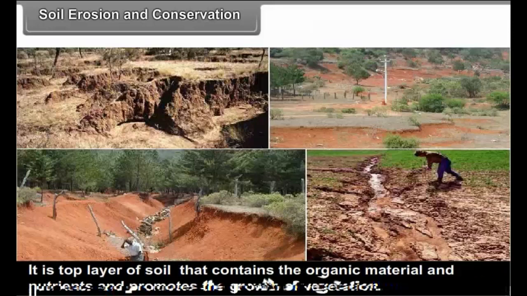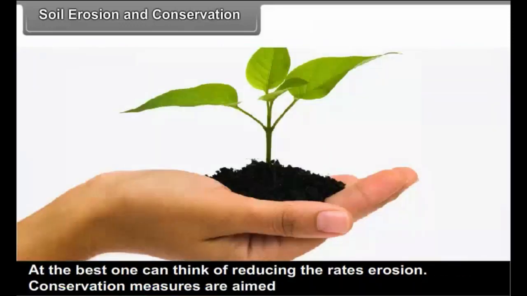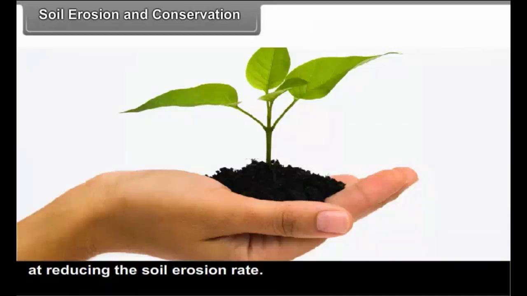It is the top layer of the soil that contains the organic matter and nutrients and promotes the growth of vegetation. Its removal renders the soil unproductive. Soil erosion is a natural process and hence cannot be completely stopped. At the best, one can think of reducing the rates of erosion. Conservation measures are aimed at reducing the soil erosion rate.